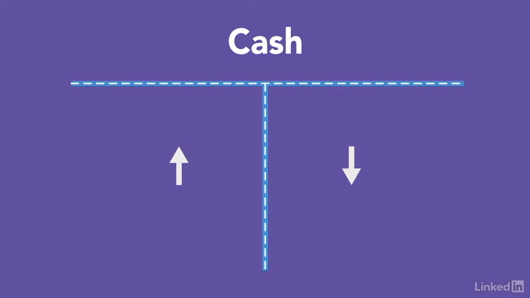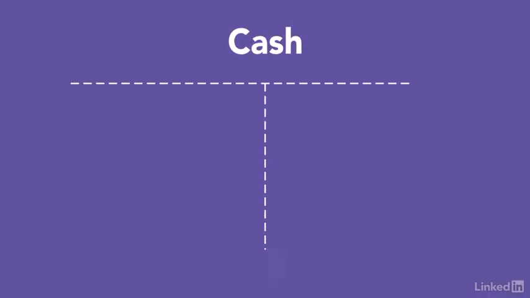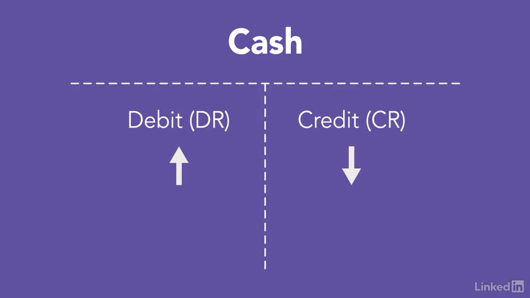For example, here is a cash T account with the increases tracked on one side and the decreases on the other. Transaction amounts may be recorded on both the left side and the right side of the T account. Instead of using the terms left and right to indicate which side of a T account is affected, terms unique to accounting were developed. Debit, abbreviated DR, is used to indicate the left side of a T account, and credit, abbreviated CR, is used to indicate the right side of a T account. Debit means left, credit means right. Nothing more, nothing less.